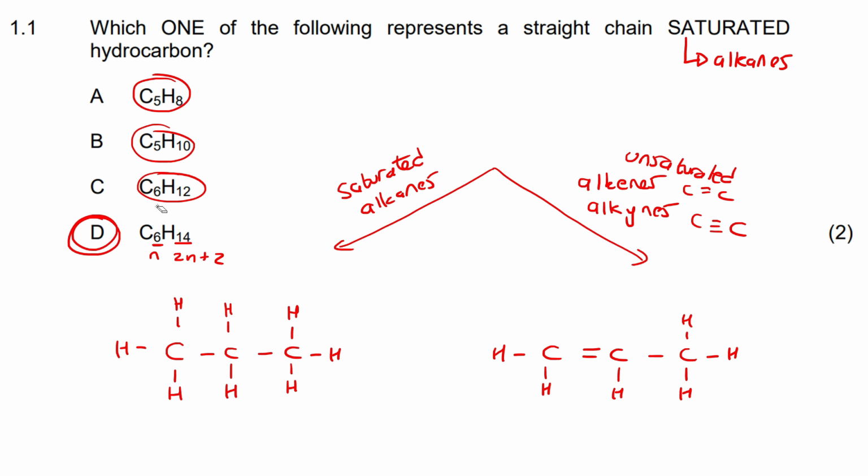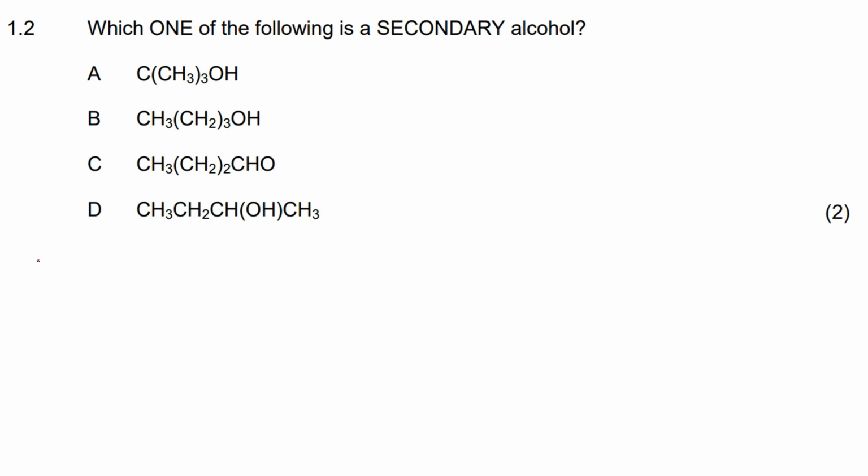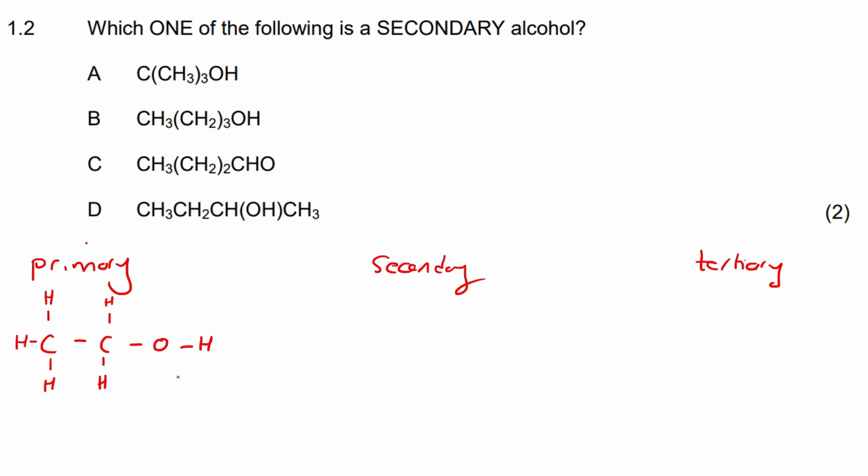Which one of the following is a secondary alcohol? Okay, let's talk about that. I'll show you what a primary, secondary, and a tertiary alcohol actually is. So primary, secondary, tertiary. Okay, so let's quickly draw this out for you. Right, what I want you to do is look at the OH. Then I want you to look at the carbon that is attached to the OH, which would be this one. Then I want you to count how many carbons are touching this one. Well, that would only be over here. So there is only one carbon touching, which is this one over here.